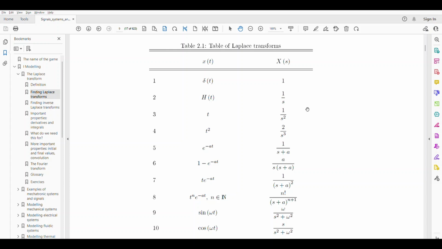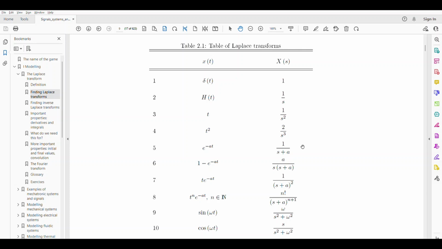In a previous video, I have shown that the Laplace transform of the Heaviside function is 1 over s, and that the Laplace transform of the exponential of minus at is 1 over s plus a. These are two very important results, but in practice, other Laplace transforms are needed from time to time.